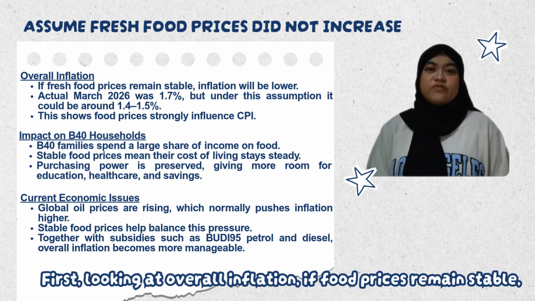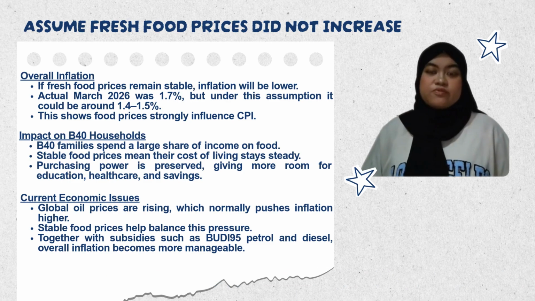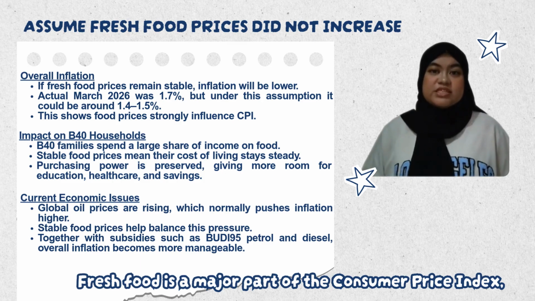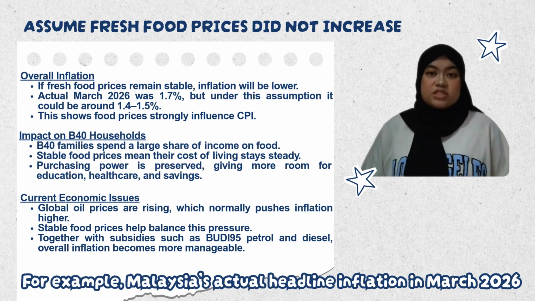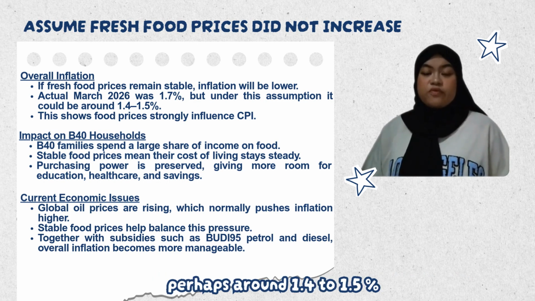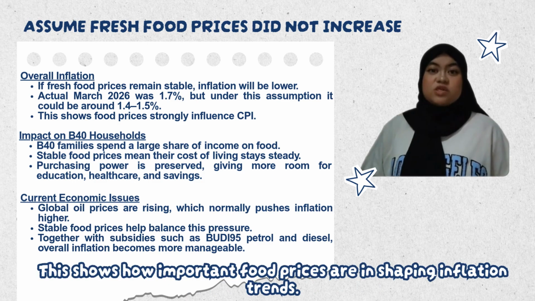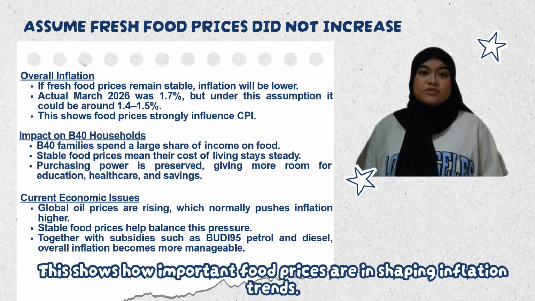First, looking at overall inflation, if food prices remain stable, inflation would be lower. Fresh food is a major part of the Consumer Price Index, so when its prices do not rise, there is no extra push on the CPI. For example, Malaysia's actual headline inflation in March 2026 was 1.7%. Under this assumption, it could have been lower, perhaps around 1.4 to 1.5%. This shows us how important food prices are in shaping inflation trends.